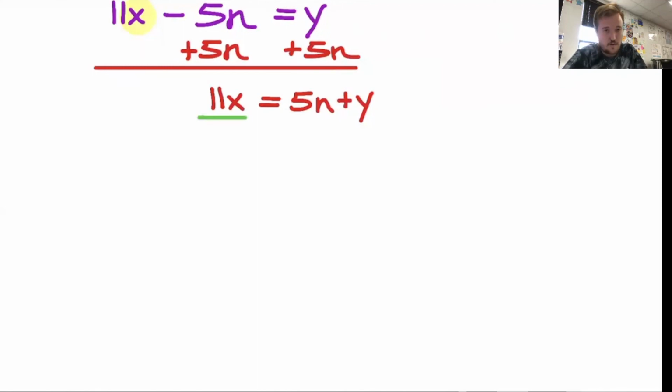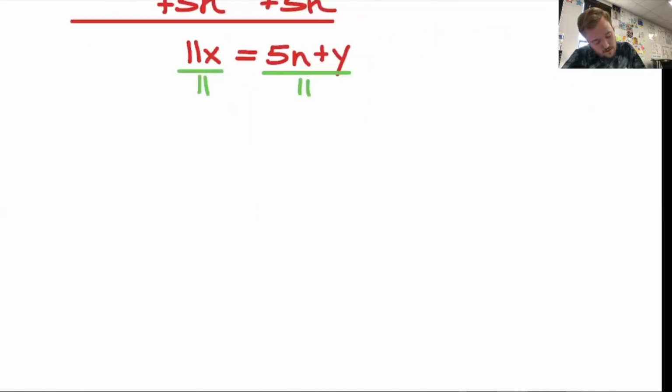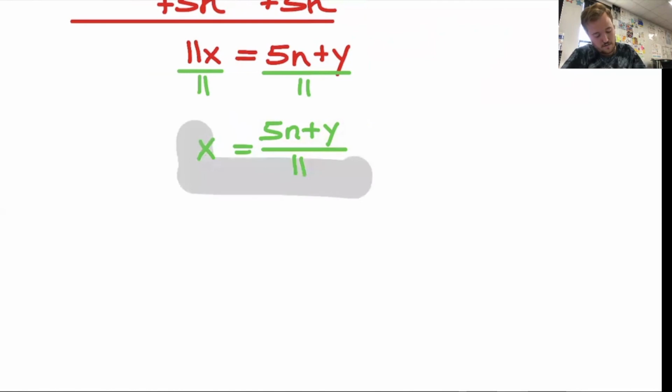So now I'm going to get rid of that 11. So to get rid of that 11, I'm going to divide. So I'm going to have x equals 5n plus y over 11. So this is where you need to look to see if you could further simplify. So 5 over 11, that does not simplify. Y over 11, that does not simplify. So we are good to stop here.